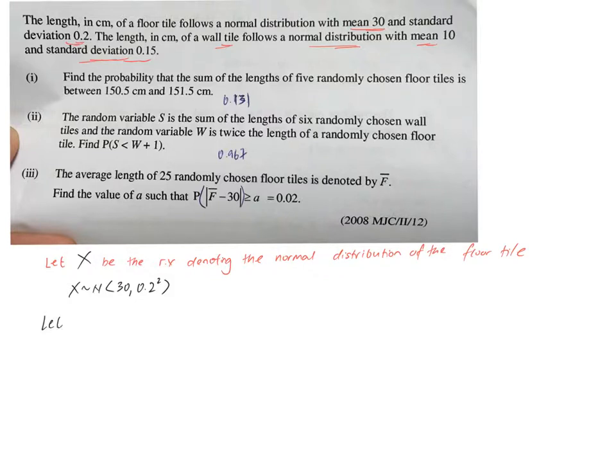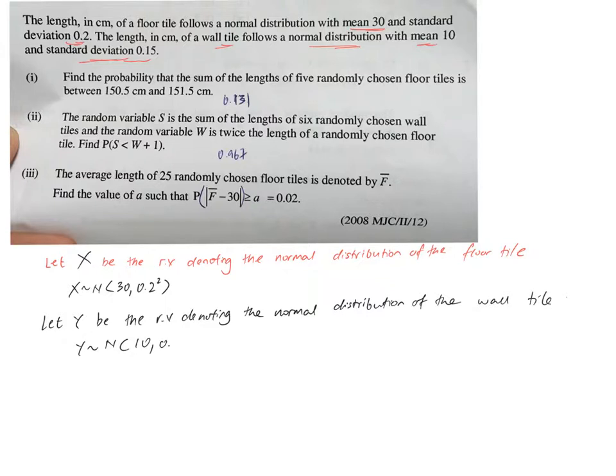and let Y be the random variable denoting the normal distribution of the wall tile, and Y will follow the normal distribution with mean 10 and standard deviation 0.15 squared. Right, so really make sure that you are very pinpoint onto the question, that you really read word for word. Do not skim through, right?